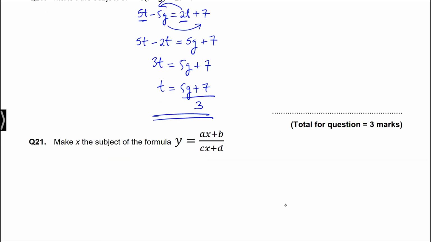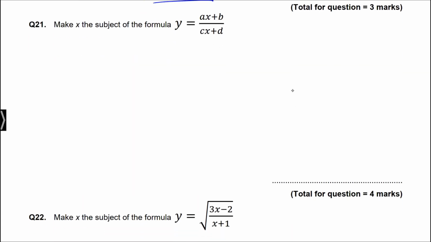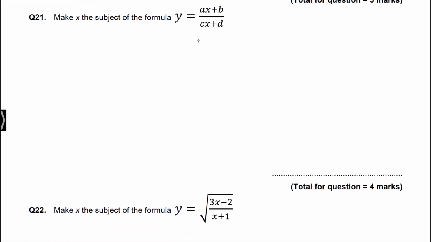Okay. Then number 21, make x the subject of the formula. We can start by multiplying both sides by 6x plus d. The opposite of dividing by 6x plus d is multiplying. So basically, you'll end up with y into (6x plus d) will be equal to ax plus b.